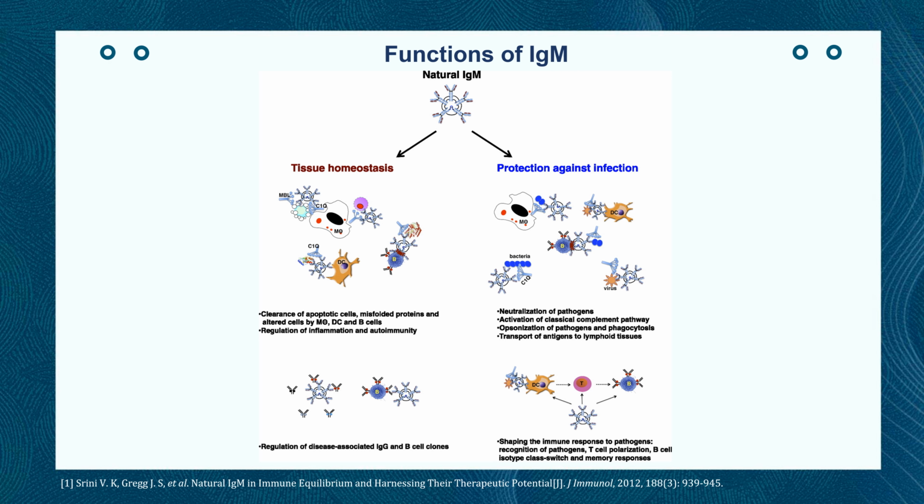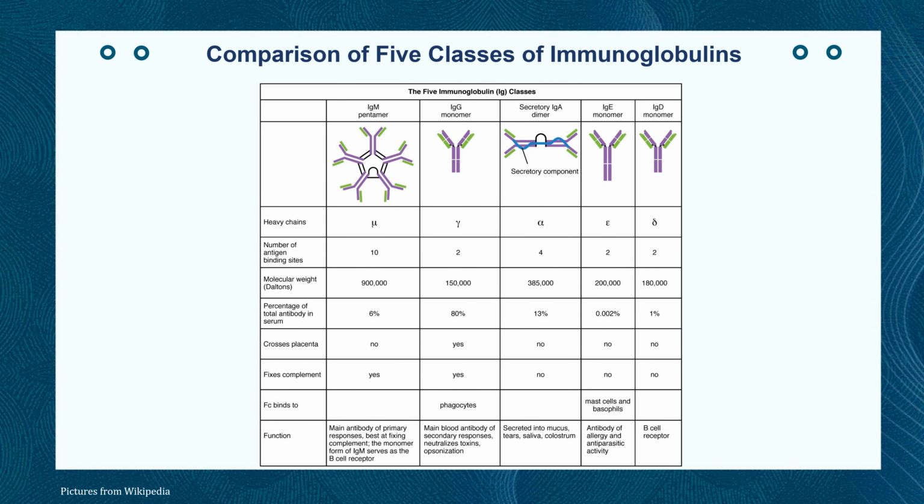The role of IgM in tissue homeostasis involves the activation of complement pathways and aids in the prevention of inflammation, autoimmune disease, and cancer. These functions include recognizing apoptotic cell membranes and supporting phagocytic cell clearance of apoptotic cells, clearing changed or malignant cells or misfolded proteins, and regulating disease-associated IgG and B cell clones. This figure summarizes the differences in properties among the 5 immunoglobulins.